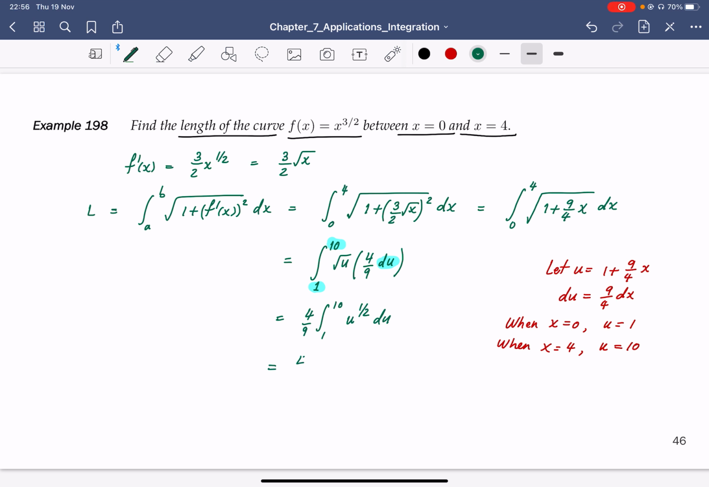So that means you have 4/9 times u to the 3/2 over 3/2, and then you evaluate at u equals 10 minus u equals 1. So the answer is going to be 8/27 times (10 to the 3/2 minus 1). This is going to be the length of the curve between x equals 0 and x equals 4. All right, that is the end of section 7.4, arc length.